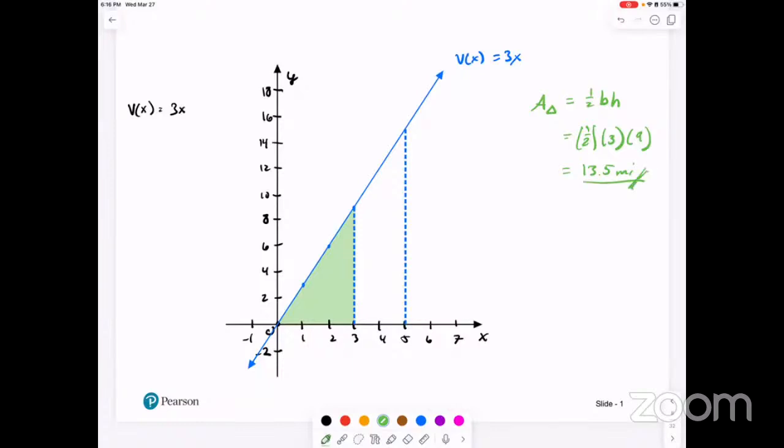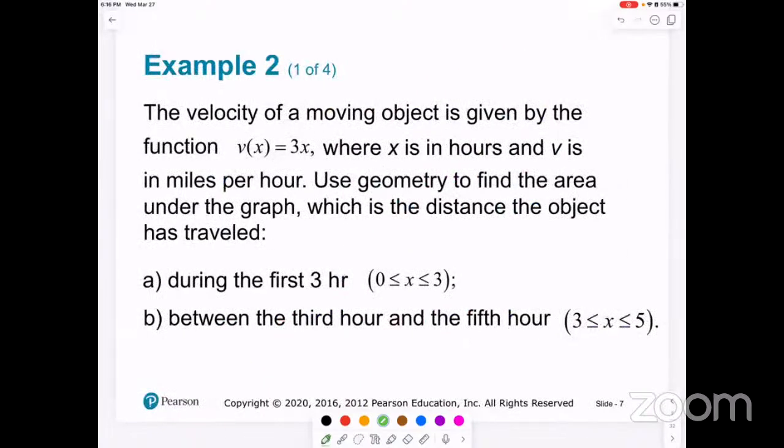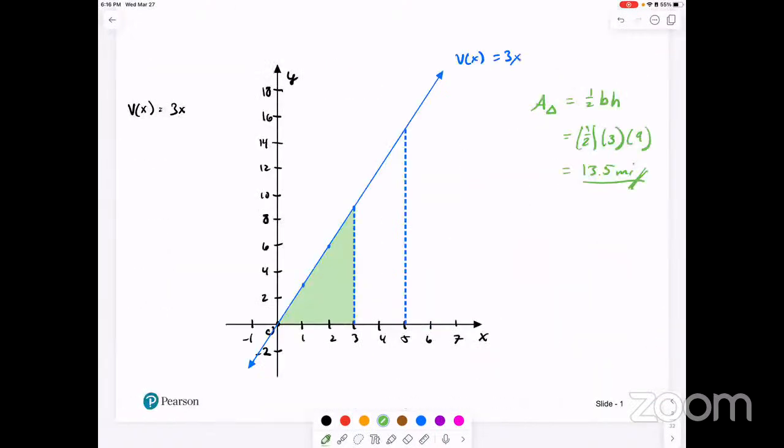Just check something. Hours, miles per hour, right? So that should be miles. So again, we had our velocity function in blue, and then we found the area under the curve as x went from 0 to 3, and so it made a right triangle. So we use the area of a triangle is 1/2 the base times the height.